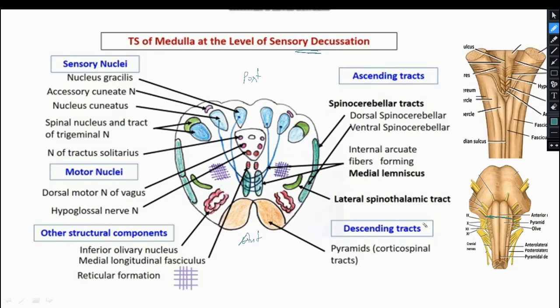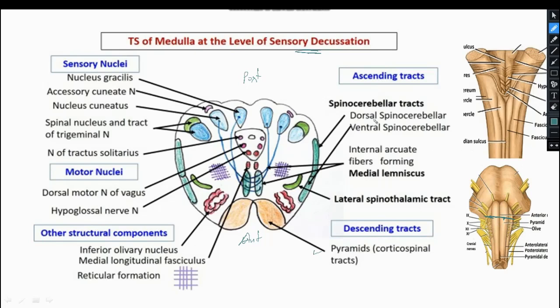Clear? So now see, this is a pyramid, and the pyramid is here. Clear? This pyramid, and this is the inferior olivary nucleus. So here is an olive. We have seen the olive. So here is the inferior olivary nucleus.